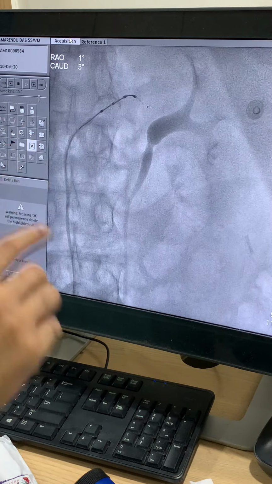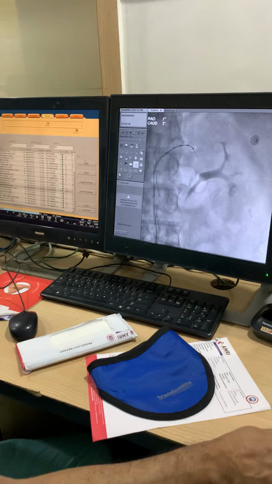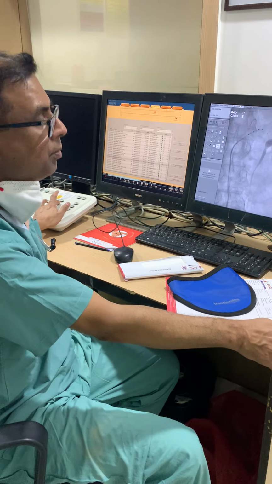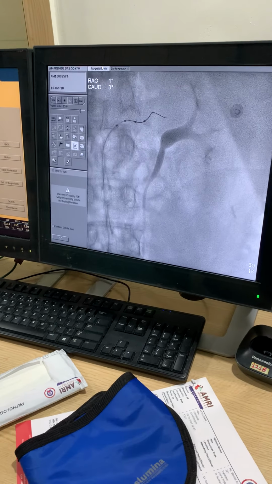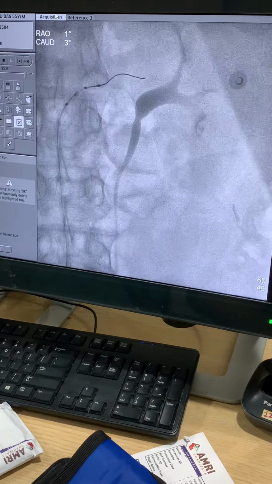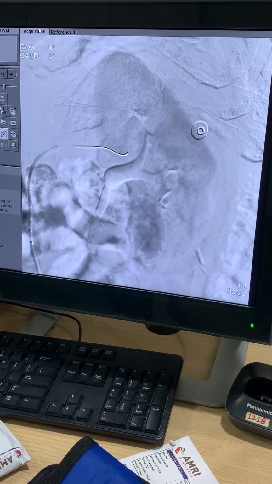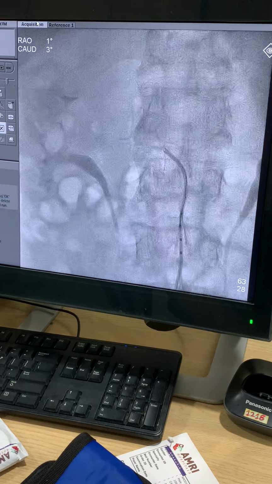So that means only the ostium is selected. So only 4 is selected now. So this 4 gives energy at the ostium. The left side is complete now. Now we'll move on to the right side, and you must check there is no dissection, no spasm, no perforations of the parenchyma. So the final angiogram looks good, and then we move to the right.